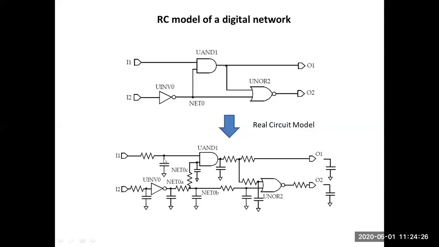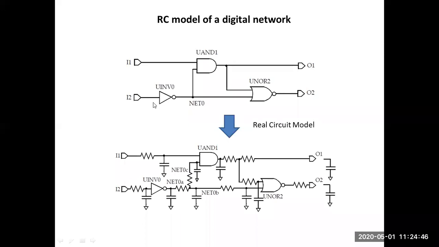That is shown here. Similarly, this capacitance is associated with this wire as well as the capacitance of the input of this gate. So this total capacitance is now the capacitance of this wire plus the capacitance associated with this input of the AND gate. So that is shown here.